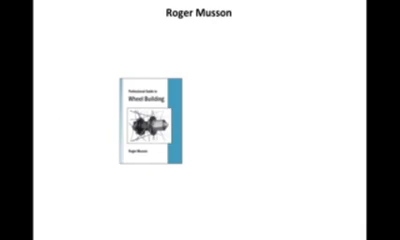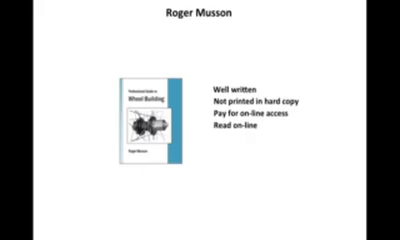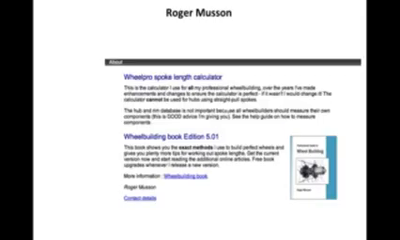One of the books I've come across is Wheel Building by Roger Musson. This is a well-written book. It's not printed in hard copy. You pay for online access and then you read it online, or you can print it out if you want. It's an inexpensive book, but quite well written. And if you subscribe to Roger's site, then you can have access to his online calculator.